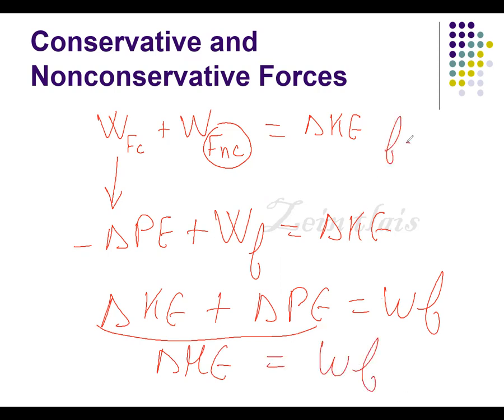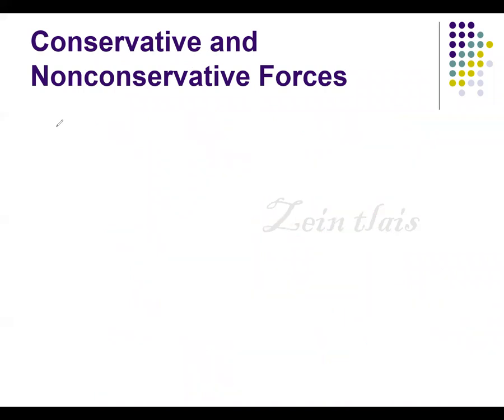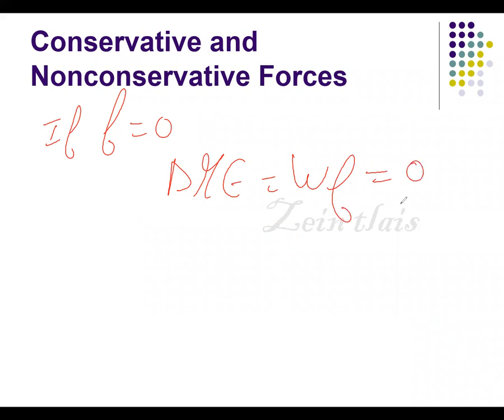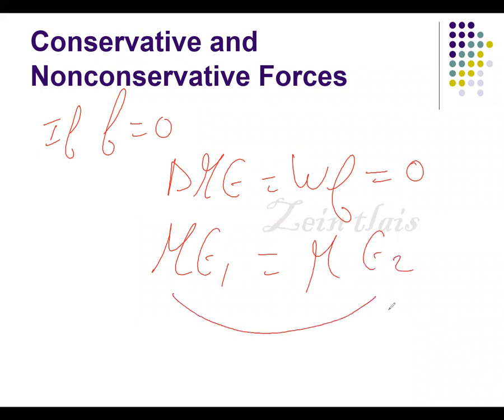If f equals 0, in this case, if we don't have f, so omega f equals 0. So if f equals 0, we can say delta mechanical energy equals omega f equals 0. So mechanical energy initial equals mechanical energy final, and here we have a conservation of mechanical energy.